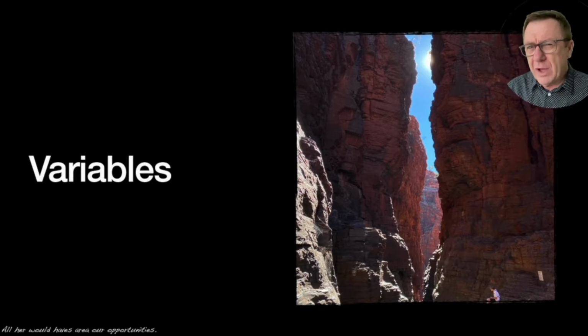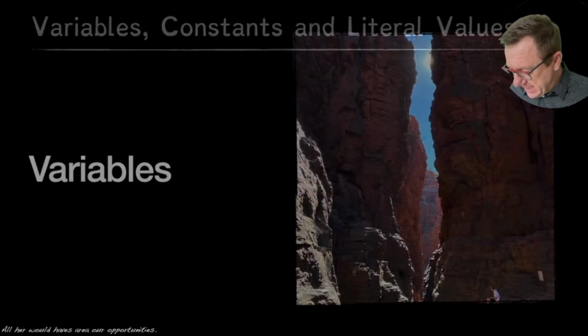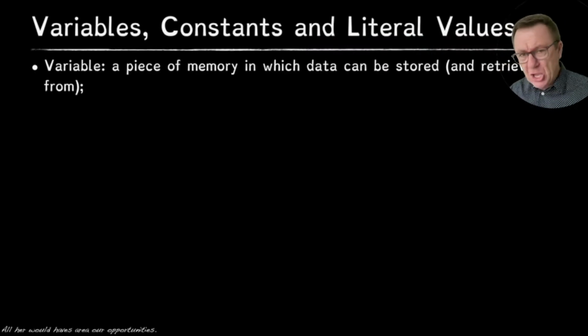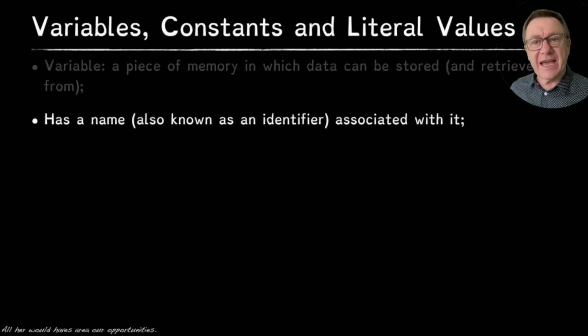So variables, why are variables? Because variables store the data that we're going to be using in our programs, okay? So what it is, it's a piece of memory. And in that bit of memory, we store data. That's it. We store data and we retrieve data from it. We can also change the data that's in there. So we give it a name, okay? And this name is also known as an identifier. It's the identifier of that data, if you like.